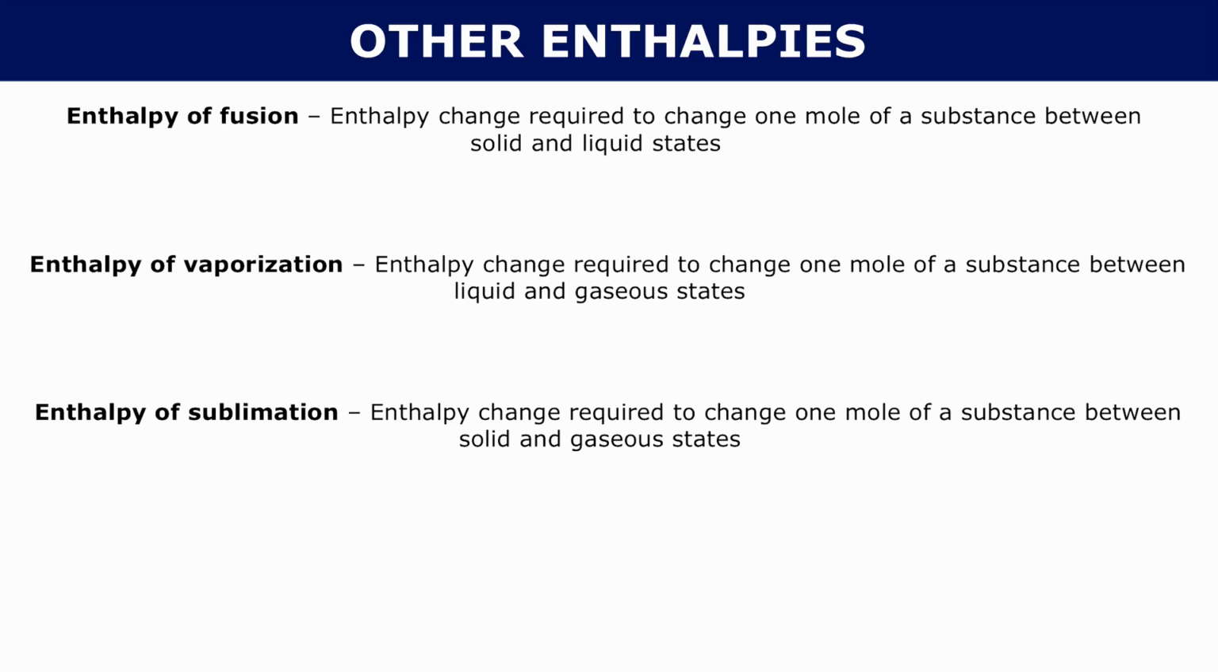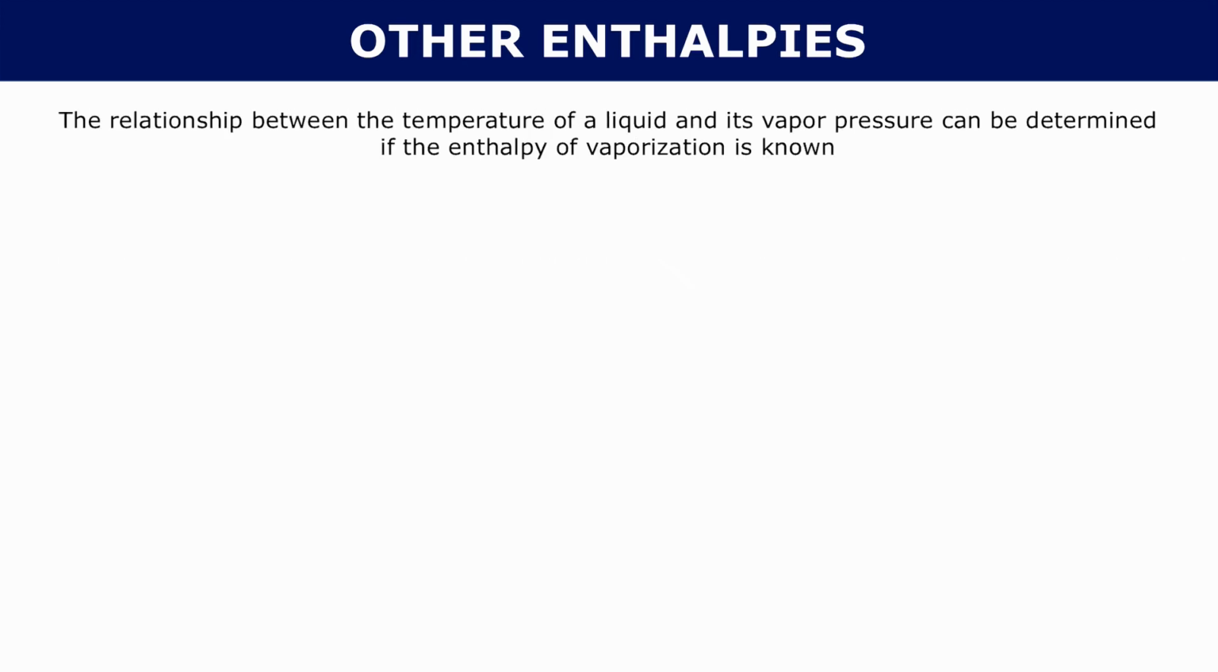The enthalpy of vaporization is going to be somewhat helpful. We actually know the relationship between the temperature of a liquid and its vapor pressure. The relationship between it can be told if you know your enthalpy of vaporization. So liquids are going to have different vapor pressures based on what temperature you're at, and the relationship can be portrayed if you know your enthalpy of vaporization.